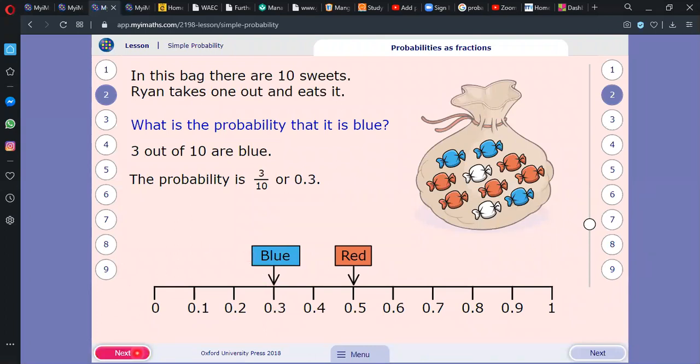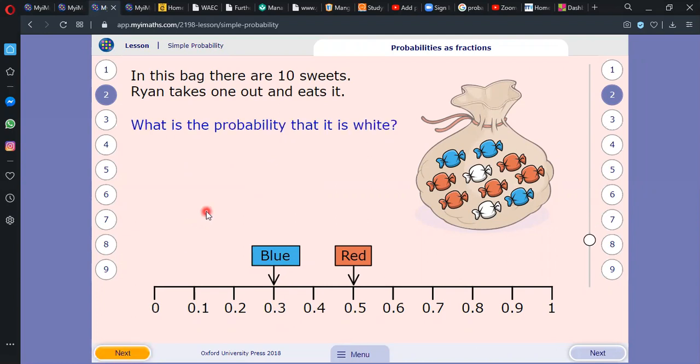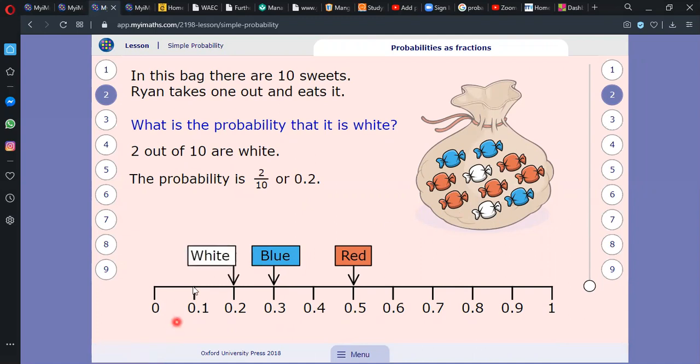Let's take a look at another color, white, I think. Yes. What is the probability that that sweet is white? The probability it is white is, of course, as you can see in the bag, we have 2 white sweets, so that is 2 over 10, 2 out of 10. 2 over 10 definitely should reduce to 1 over 5, and 1 over 5 in decimal is 0.2. Showing that on our probability scale right here, white is pointing at 0.2. And that is how that goes. Okay, let's move on, guys.